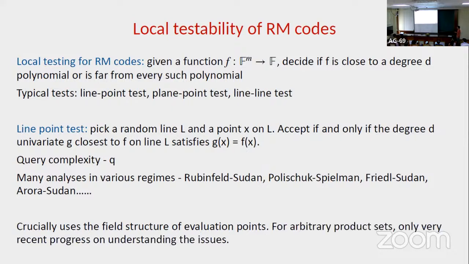For arbitrary product sets, so Reed-Muller codes, when I defined them, I didn't say you have to take the set S to be the entire domain. You could take it to be an arbitrary product set, and get distance from the Schwartz-Zippel lemma there. The results are far more limited, and there are some recent results only within the last year on this.